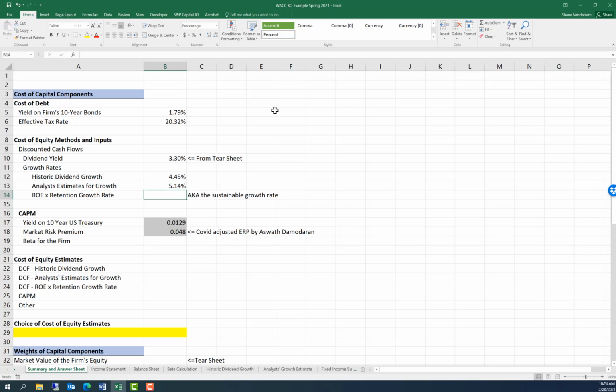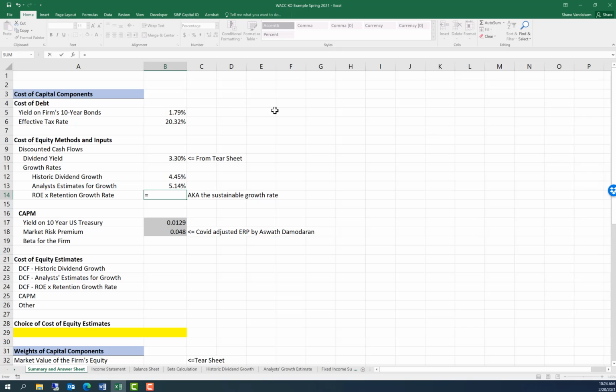little less equity. So the way that we calculate this is we calculate the return on equity for the firm, and we multiply that by the retention rate, and the retention rate is equal to 1 minus the payout ratio. So I'm going to start with the ROE.